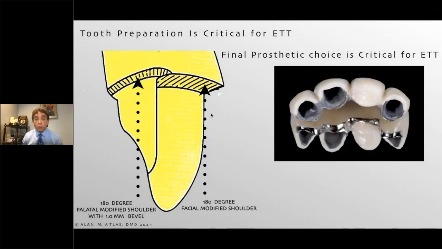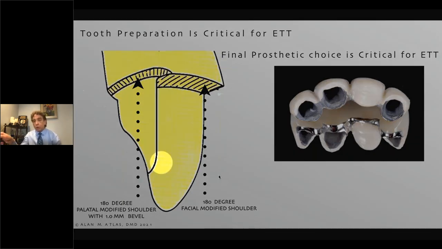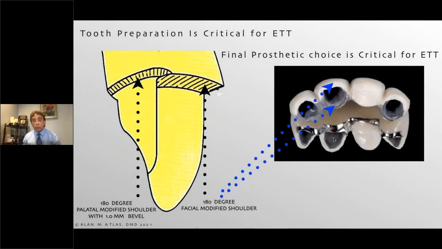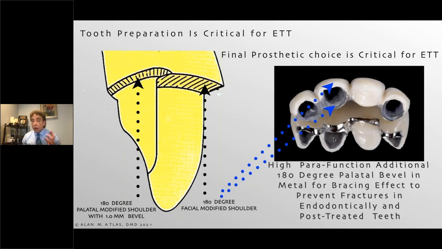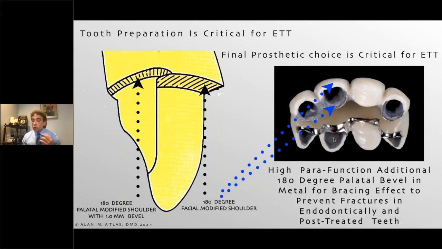I can't do a ceramic restoration, so it's going to have to be a PFM or a gold. Don't do bevels with ceramics, all ceramics, CAD/CAM restorations. So here, again, bevel gives me added support, especially against those monster patients that kill teeth, or destroy teeth. Again, high additional power function. Use this 180 degree palatal bevel in metal for bracing effect to prevent fractures of endodontically and post-treated teeth.